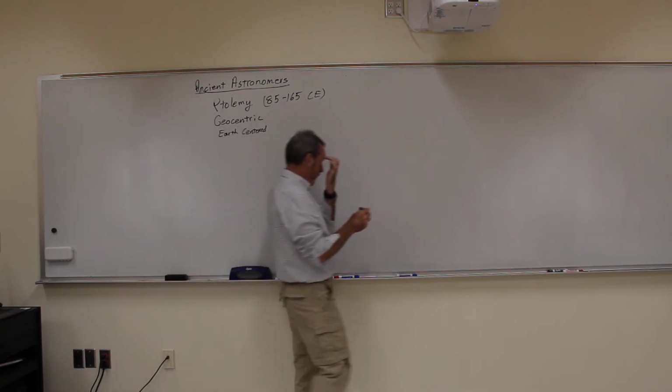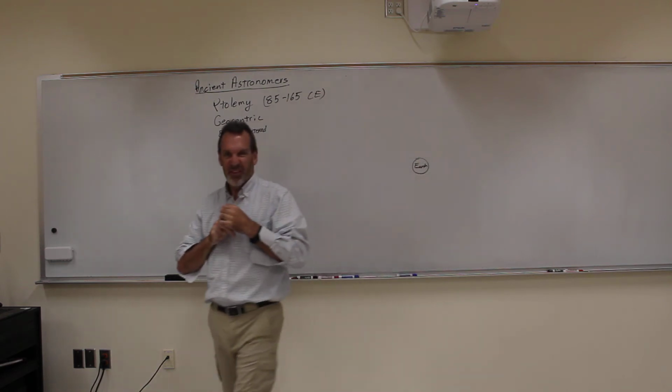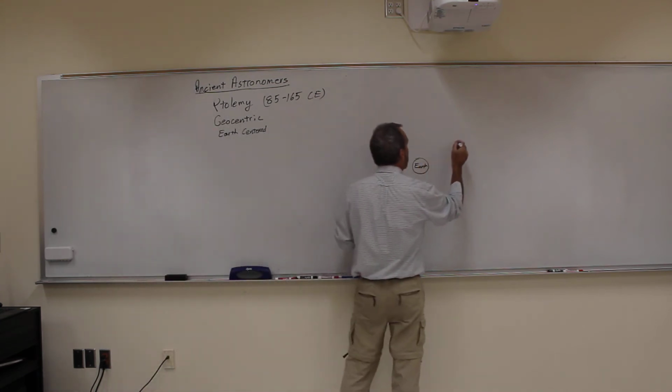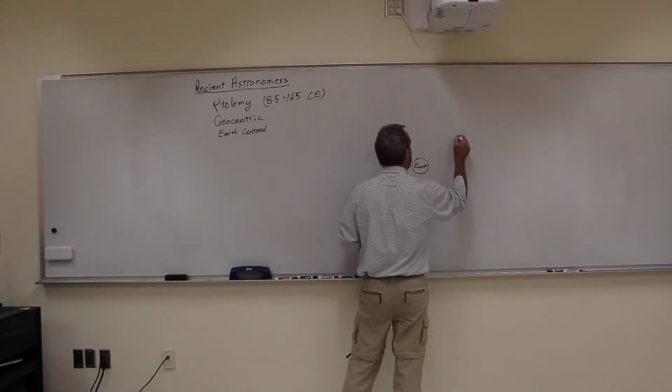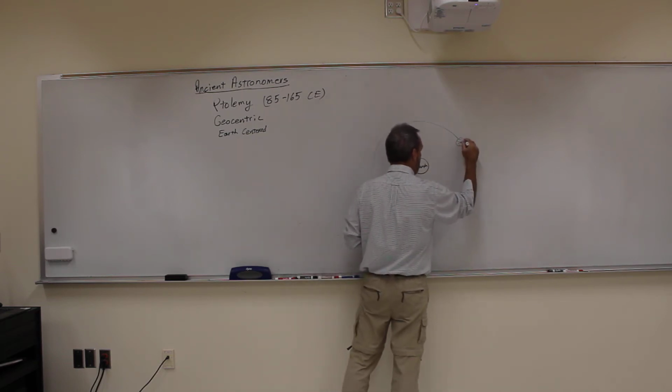All right, so how it worked was this. Here's the Earth in the center. And with the Earth in the center then, he said, okay, let's put everything going around the Earth. So here's the sun going around the Earth. This is the sun.